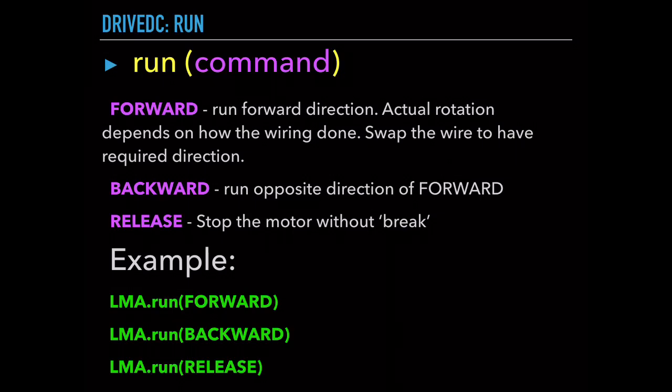The backward will run in the direction opposite to that of the forward connection. Release will stop the motor. The voltage across the motor will be 0 and there won't be any brake.